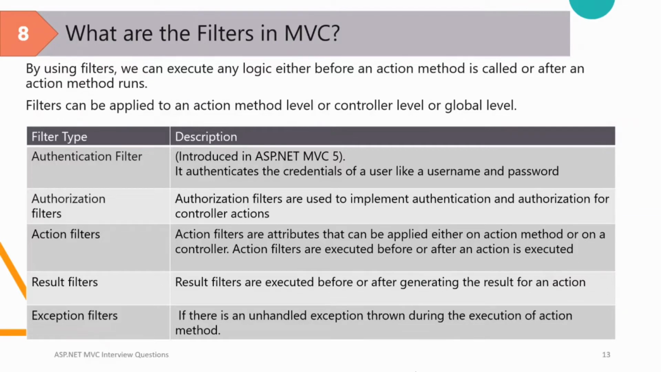By using filters, we can execute any logic either before an action method is called or after an action method executes. We can apply filters at the action method level, controller level, or global level. And there are 5 types of filter: authentication filter, authorization filter, action filters, result filters, and exception filter. Let's see a small example of each filter to remember them easily.